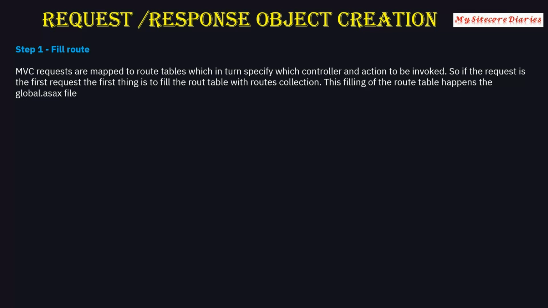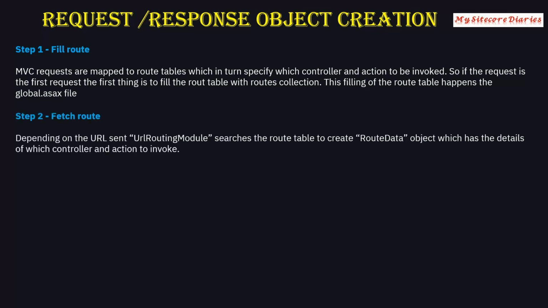If it is the first request, the first thing is to fill the route table and route collection. This filling of the route table happens in the global.asax file. The second thing is to fetch the route. Depending on the URL, the URL routing model searches the route table to create a route data object, which has the details of which controller and action to invoke.